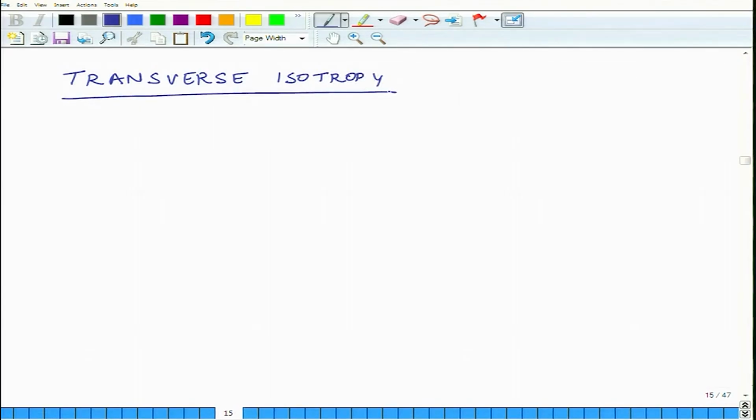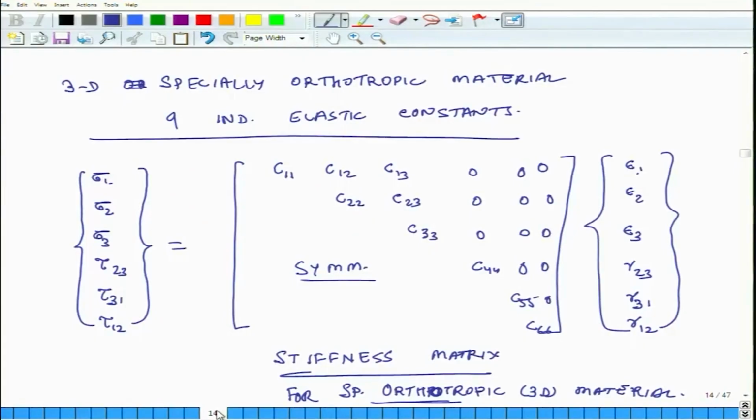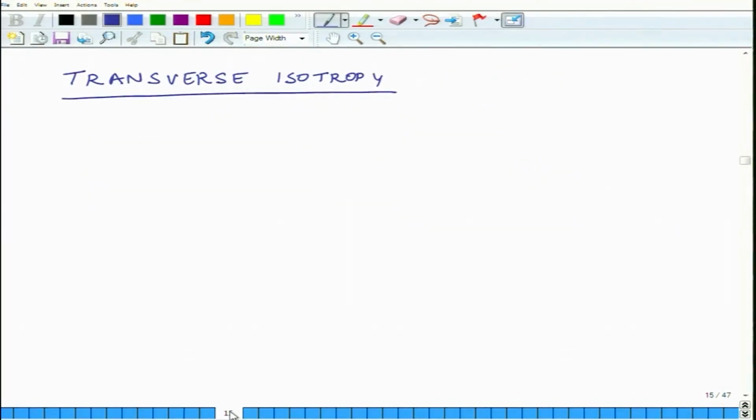Transverse isotropy. So, the first case which we had discussed was fully anisotropic, then we simplified it to especially orthotropic in 3D. Now, we will reduce it, make it even simpler, and this is the case for transverse isotropy. So, this is again for 3D materials. So, what does that mean? I will explain this by example.